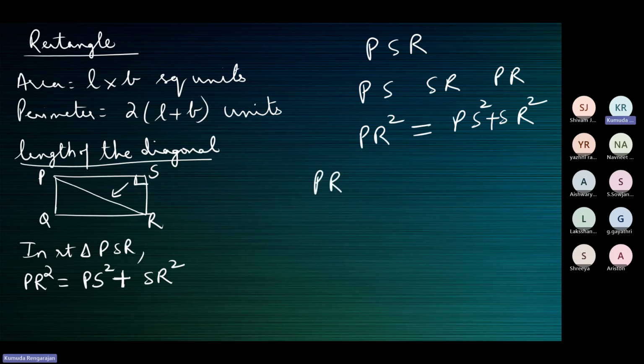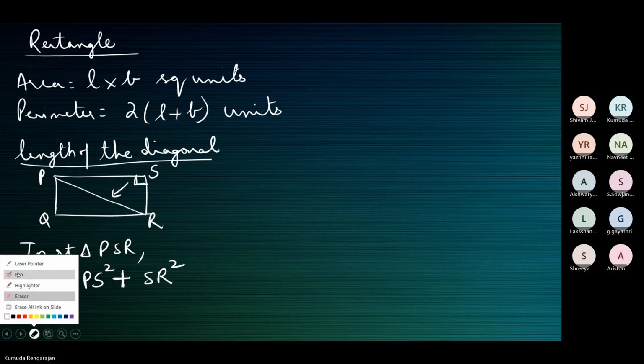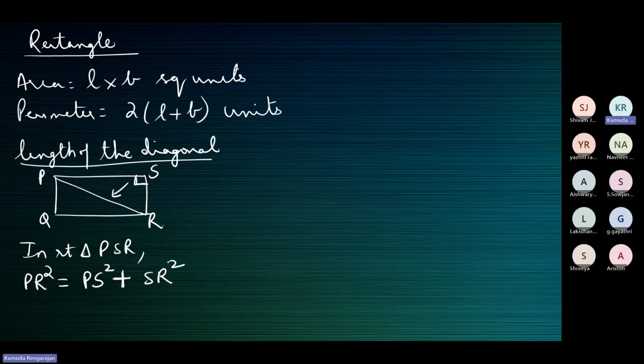This is the hypotenuse. Put an equal to sign. Write the remaining two sides here, PS and SR. Square all the three sides. Add. So this is what is Pythagoras theorem. In a right triangle, the square on the hypotenuse is equal to the sum of the squares of the other two sides. So PR square is equal to PS square plus SR square.